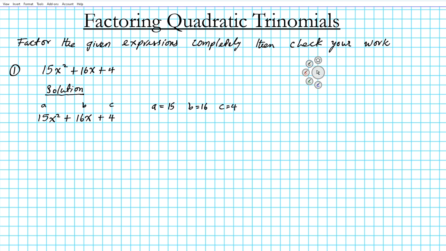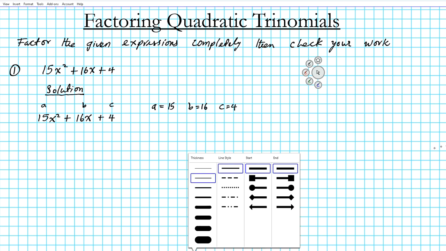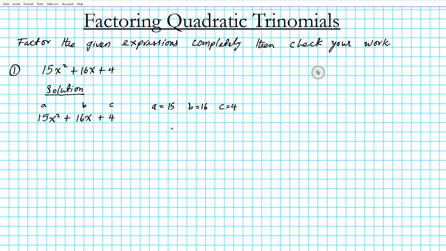Now we're going to create an X. We're going to play the X game. Draw your nice little X. AC goes on the top and B goes on the bottom. So AC is 15 times 4, which is 60, and then B is 16.